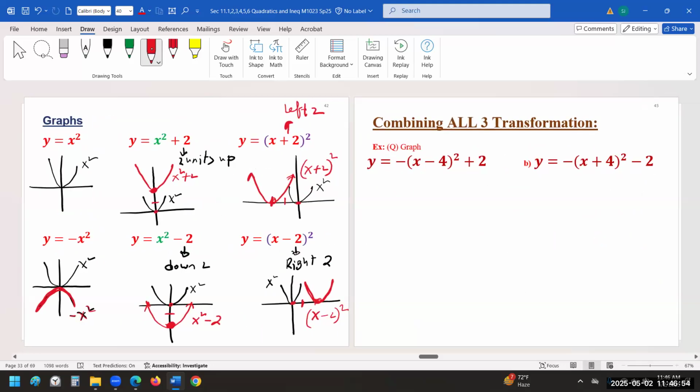Now, what if we have all 3 things together? Then what do we do? So negative in the front. What does it tell us? Upside down. Then we have minus 4 inside the parentheses. Right. 4. And then we have plus 2 after the square. Up 2. So we are doing all three transformations at the same time.